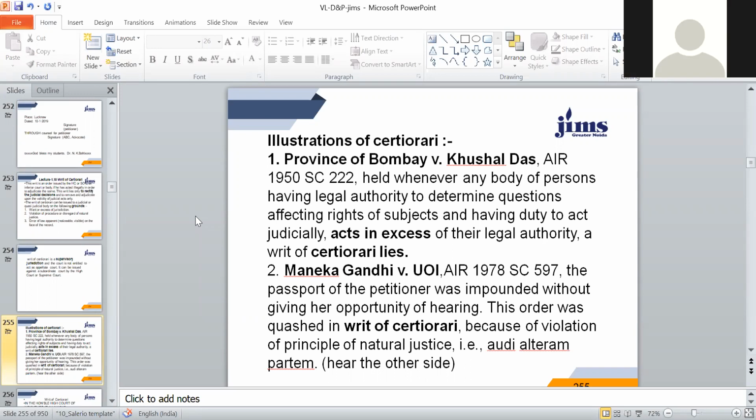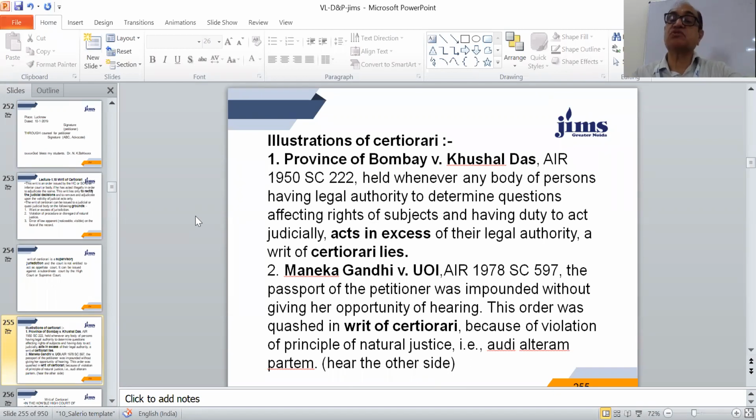Then second illustration relates to the leading case of Maneka Gandhi versus Union of India. This case was decided by the Supreme Court way back in 1978. In this case, the passport of Mrs. Maneka Gandhi was impounded without giving her opportunity of hearing. So the principle of natural justice, audi alteram partem, was violated. This order was quashed in a writ of certiorari by the Supreme Court because of violation of principles of natural justice, that is, audi alteram partem.